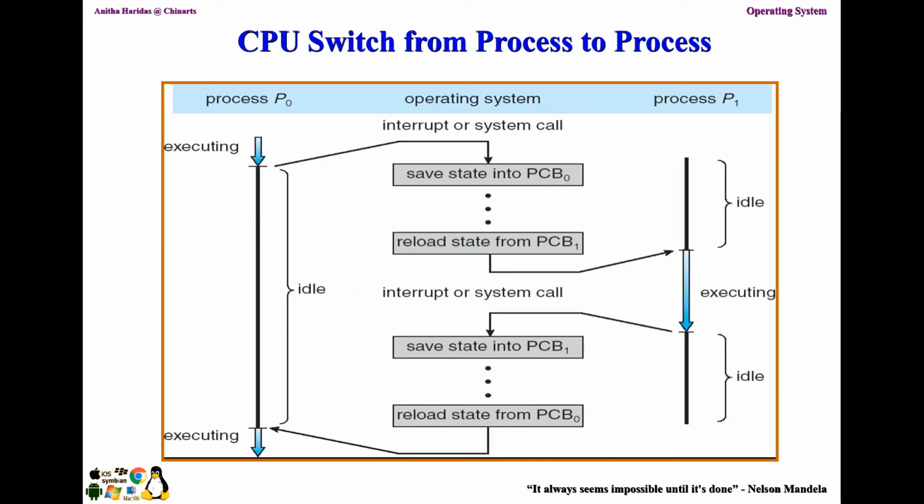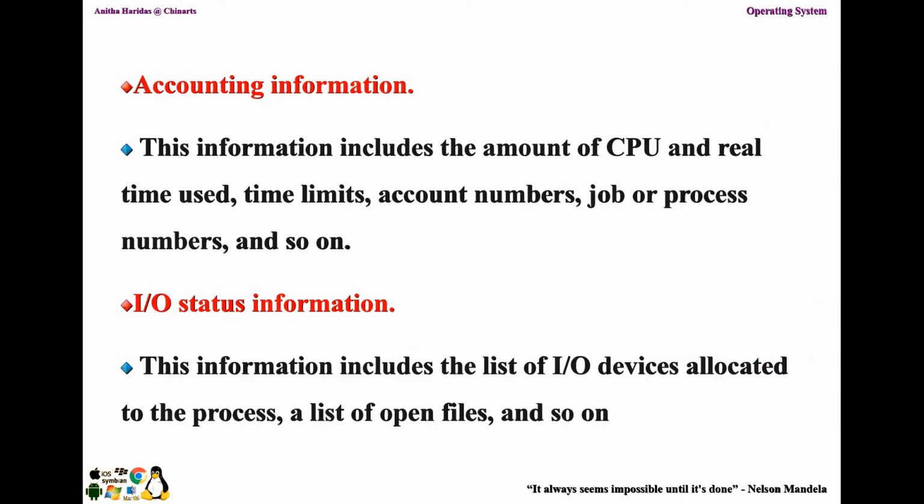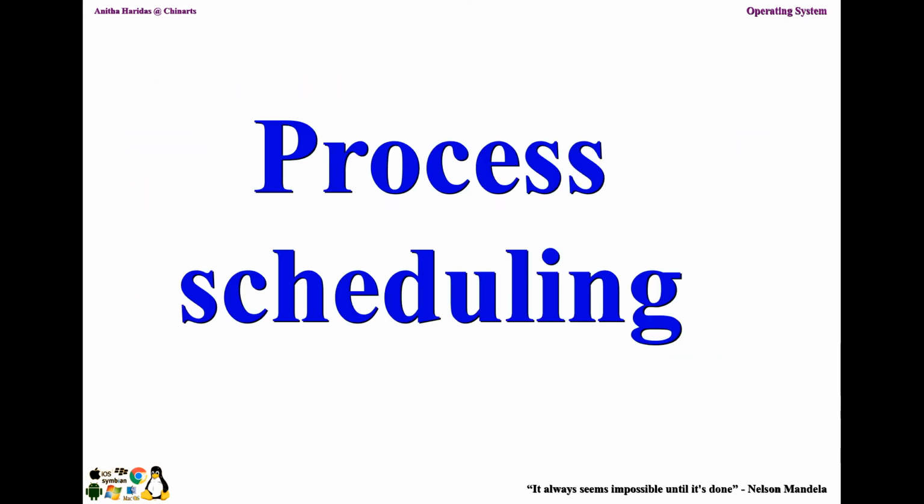And not only that, we had also discussed how the CPU will switch from one process to another process with this particular diagram. This diagram shows how it is saving the state information of a particular process, and how it loads the state information of another process while switching from one process to another. So these are the different information which will be stored in the process control block.